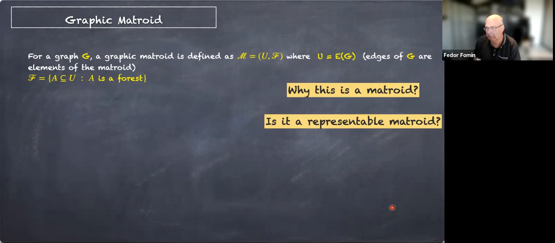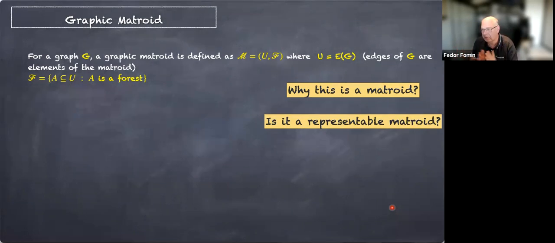So why is it a representable matroid? Because you can always represent a graph by an adjacency matrix. It's not good for representing the matroid, right? But we can also represent every graph with an incidence matrix.